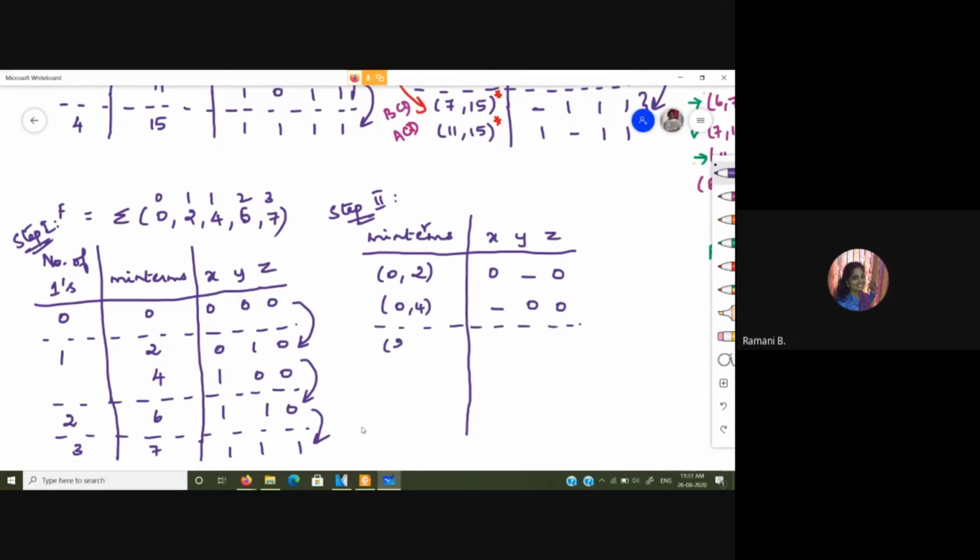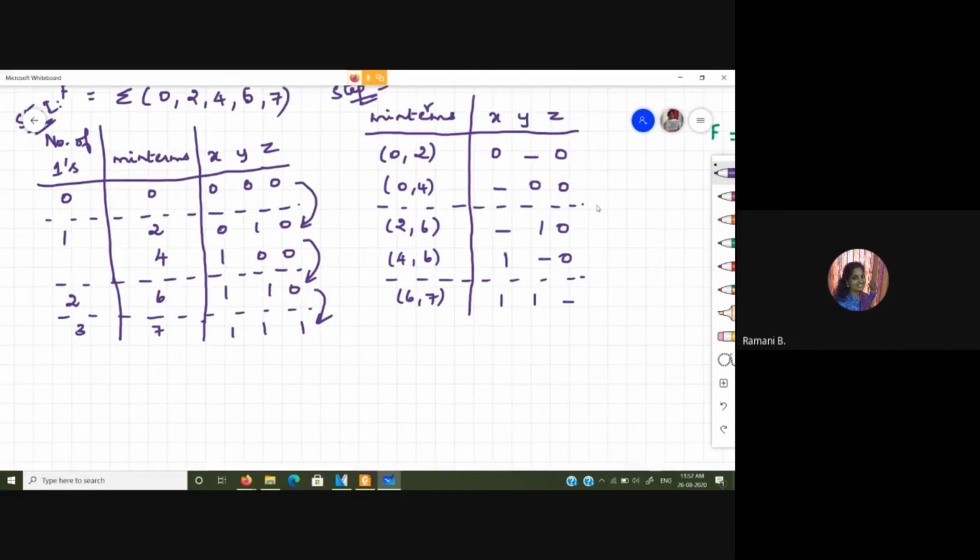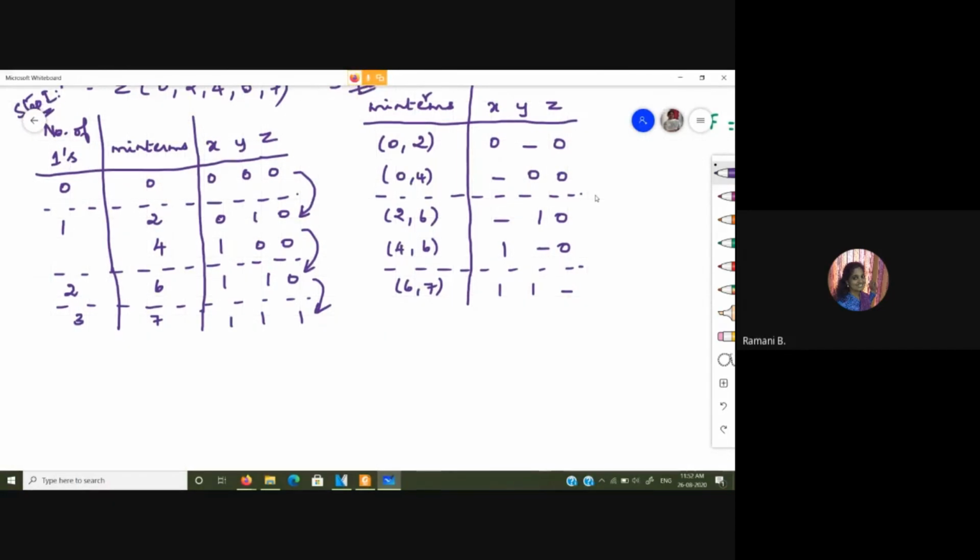Now 2 with 6. So 2 comma 6 gives me dash 1 0, and 4 comma 6 gives me 1 dash 0. So the next group is also over. Next we have 6 comma 7, so 1 1 dash. Now with respect to the dash positions, we will do the comparison. That is, 0 comma 2 will be compared with 2 comma 6 and 4 comma 6, and 0 comma 4 will be compared with 2 comma 6 and 4 comma 6. Then 2 comma 6 and 4 comma 6 will be compared with 6 comma 7.